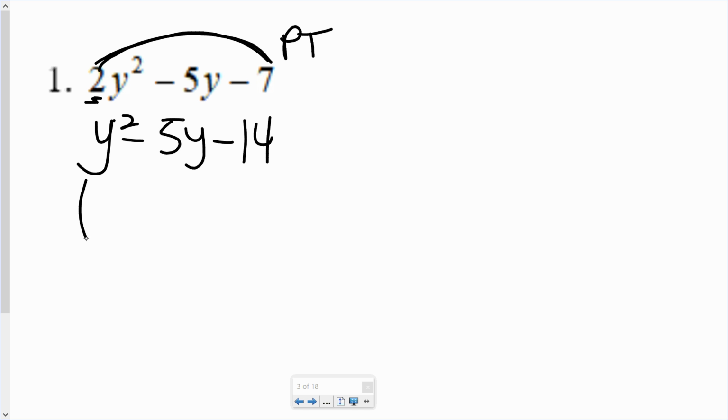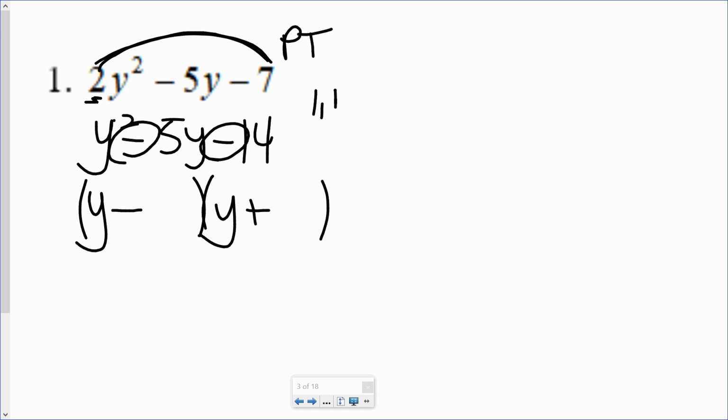Next, I factor my trinomial normally. If you don't know how to do that, refer to my video on regular factoring of trinomials. Y and Y, the first sign comes down, negative and a negative is a positive. What multiplies to 14 and subtracts to 5? 2 and 7, bigger number comes first. All right, so that step is just a regular factoring of trinomials, which we did in a previous lesson.